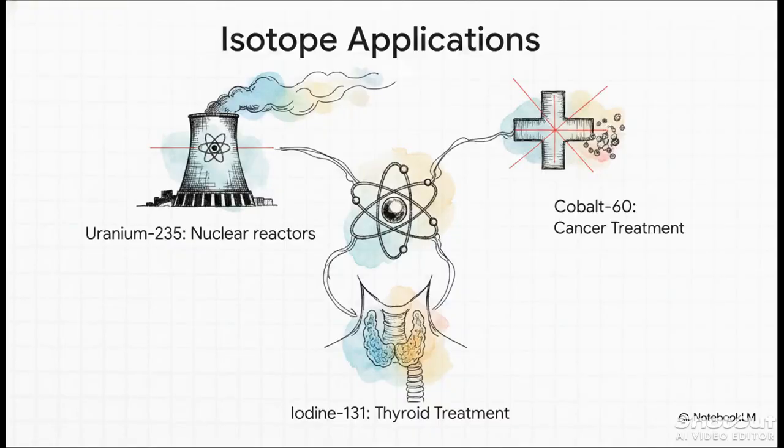Why this matters is that these aren't just abstract textbook concepts for us to memorize. We literally use the unique physical properties of isotopes to shape our modern world. Because isotopes have identical chemical properties but different physical properties, we can harness them. For instance, we use uranium-235 to fuel massive nuclear reactors. We use cobalt-60 to target and treat cancer cells, and iodine-131 to treat thyroid conditions like goiter. This microscopic structure directly saves lives.